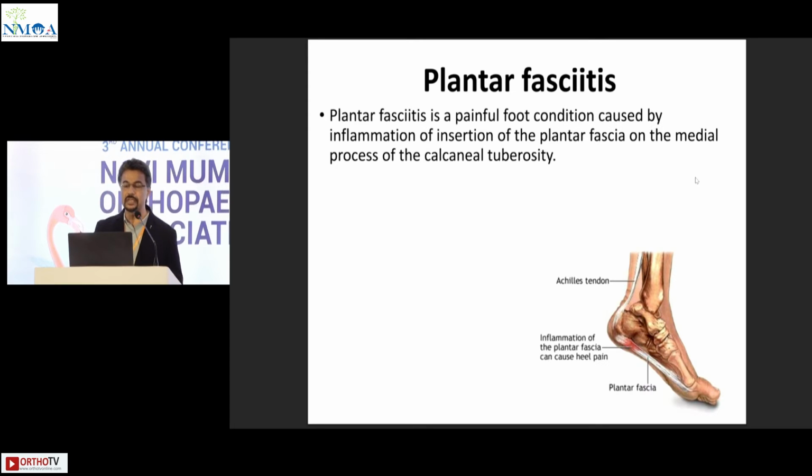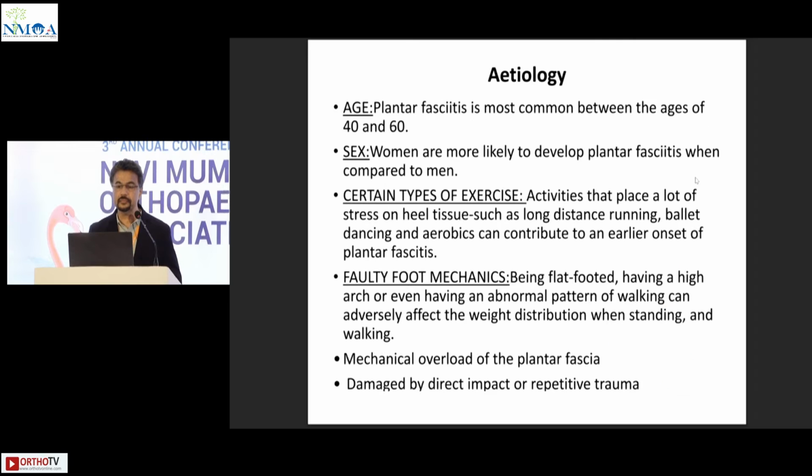Now, plantar fasciitis is a painful foot condition caused by inflammation of the insertion of the plantar fascia on the medial process of the calcaneal tuberosity. It's not on the medial process, it's basically on the posterior medial side. Now, this is the etiology. Anyone can get affected. There's no literature saying anything between 40 and 60. Women are more affected. Certain types of exercises put a lot of stress on the heel, such as long distance running, dancing, aerobics, Zumba, and particularly activities like that.